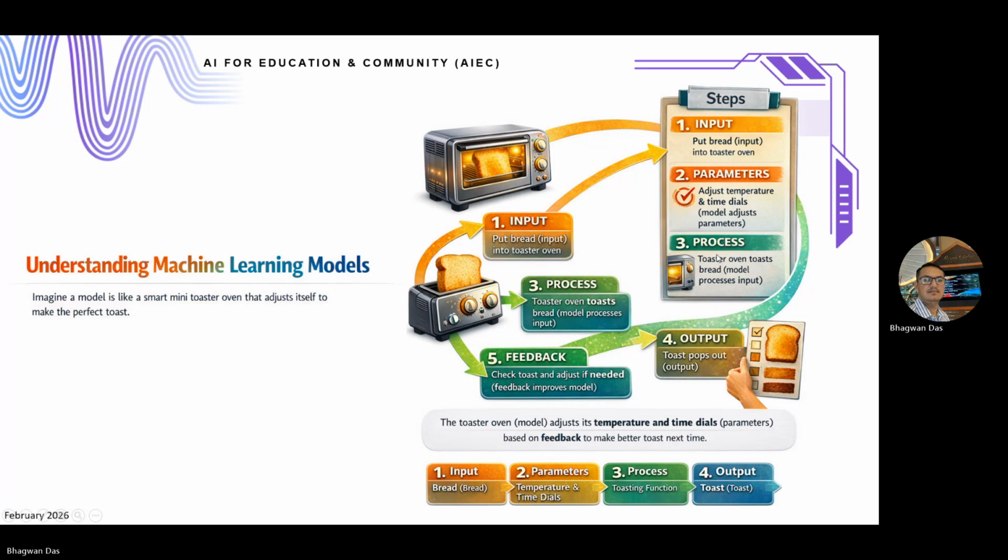Once your toaster, or the model, completes the process, what happens? The output comes out, and it is the human who looks at whether the bread has been successfully cooked or not. Let's say the bread is not completely cooked. You will give feedback and adjust the toaster accordingly, if needed, for further improvement.